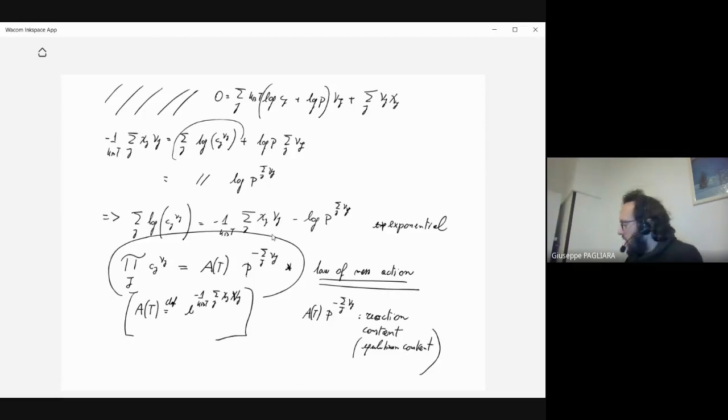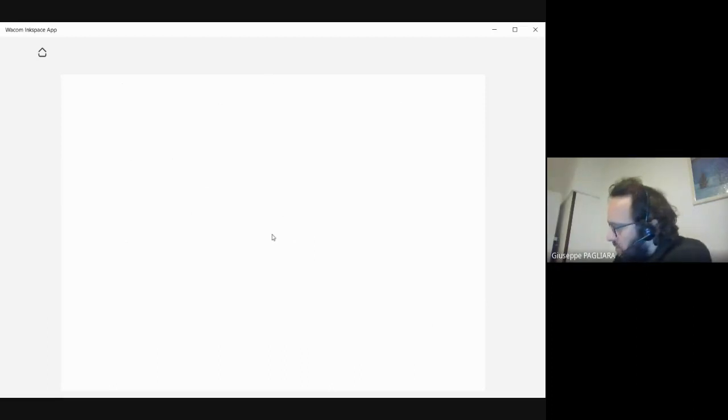So let's make an example. Let me change page. Example. Suppose that we have this chemical reaction, H2 and Cl2, and we consider the two directions of this reaction, to twice HCl, and let's write the law of mass action in this case.